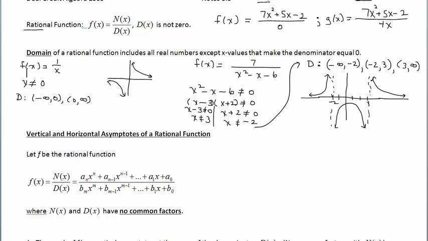So visually, if you were to look at this graph, you could support that this domain is correct, because as you sweep across from left to right, the only x values that are excluded would be at x equals -2 and x equals 3.